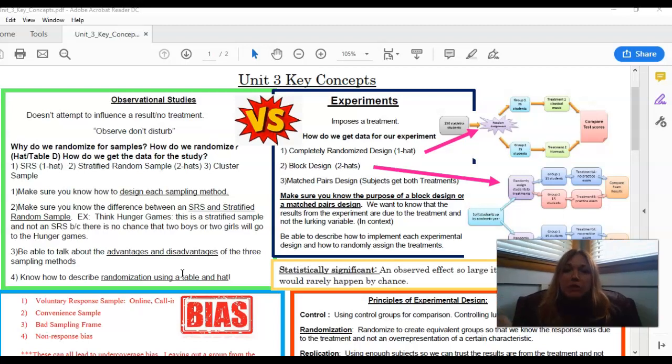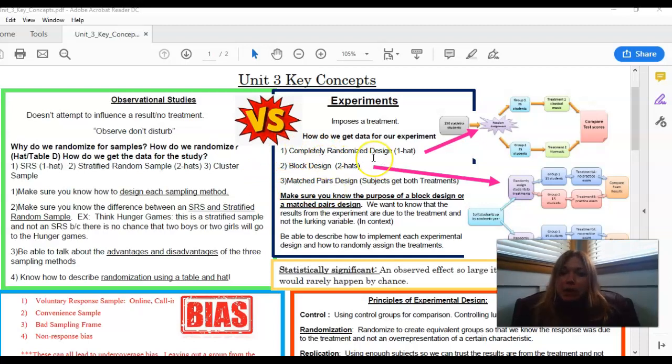Okay, now we're going to go to experiments. Let's keep rolling with the whole Yo-Yo Ma stuff. Let's say I really want to see if listening to Yo-Yo Ma increases test scores, okay? So there's 3 different ways that I could do this. I could use the experiment, a completely randomized design, a block design, or a matched pairs design.